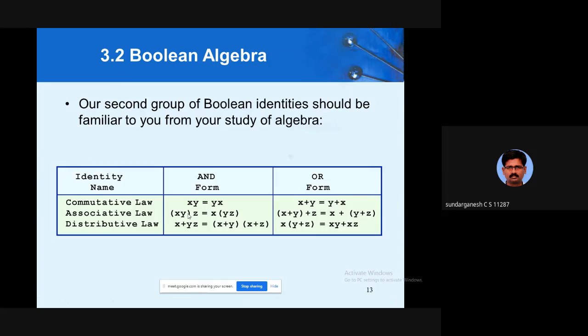Next one is associative law. So you can group the three variables. You can group any two variables. x, y, z means you can group x, y or y, z. That is known as associative law. Similarly, in the OR form, x plus y plus z, you can either group x plus y or y plus z. So here comes distributive law. For example, x plus yz can be written as x plus y into x plus z. So this is the second group of Boolean identities.